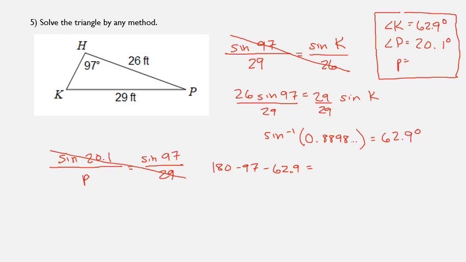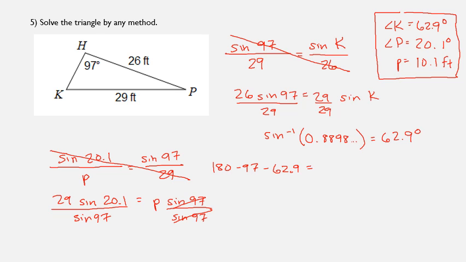So 29 sine 20.1 equals P sine 97. So this time the P is not inside the sine, so we can divide off the whole sine 97, and that will give us P. So I'll type that in the calculator, and I get 10.06, so 10.1. And of course they gave us units, so we put in units.